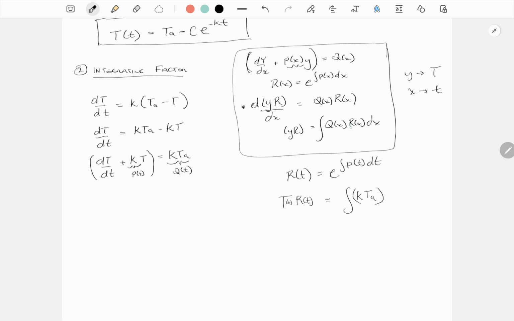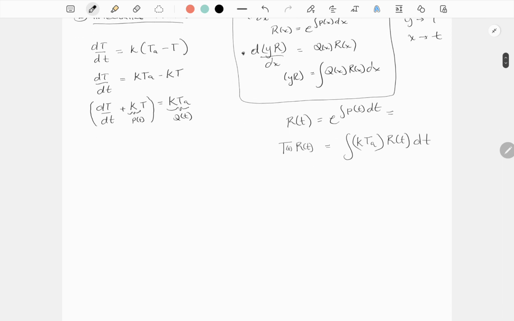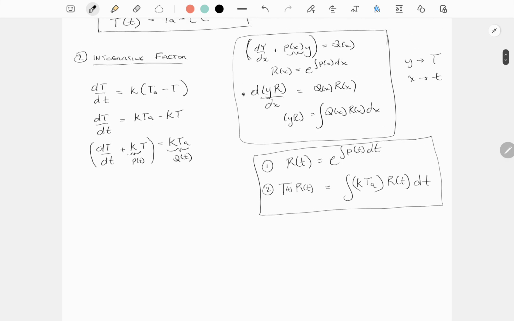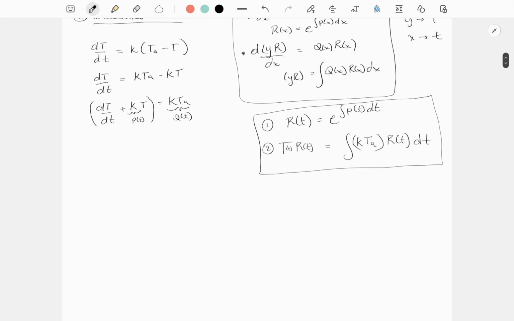Our r of t is right here. We don't know what that is yet, but this is just r of t. We're going to figure that out, and then dt. Okay, so we're going to solve this one now. So we need this expression. This is just converted so that it lines up with what we have in our problem. So we are going to, number one, solve for r of t. Number two, sub it into the solution form and solve for T. Okay, cool. Let's do it.